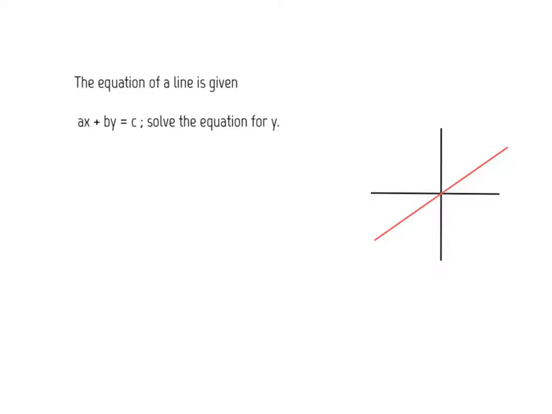So to solve this equation for y, let's rewrite it again so you can see it. Ax plus by is equal to c. And we're going to isolate the y variable here. We're going to isolate y. So we have to undo everything that's by it. And I'm always going to start off by undoing addition or subtraction first.